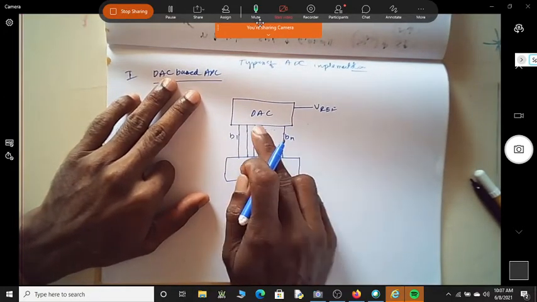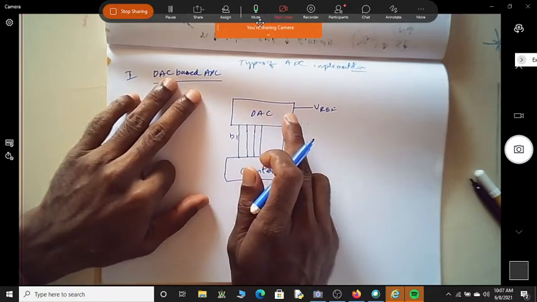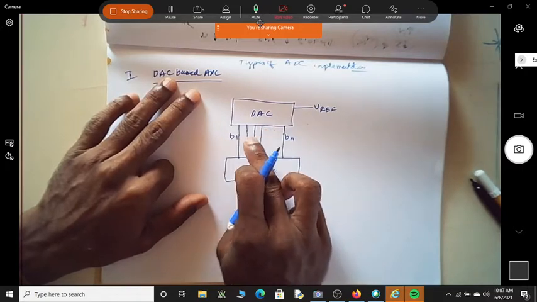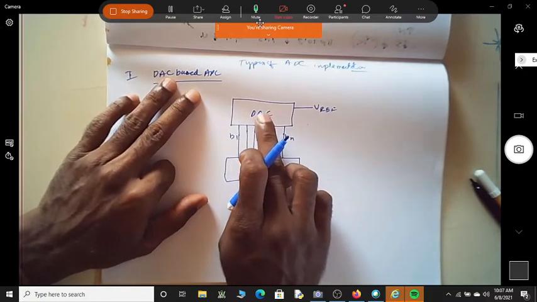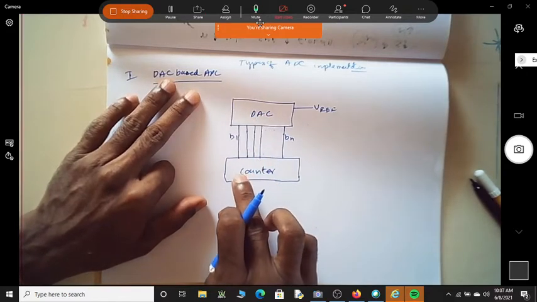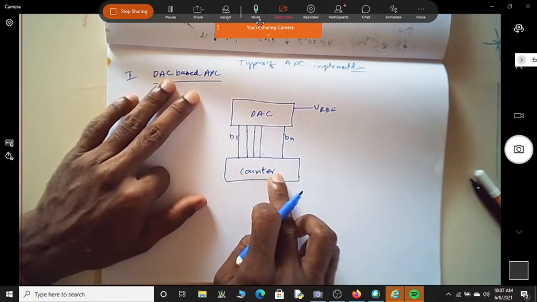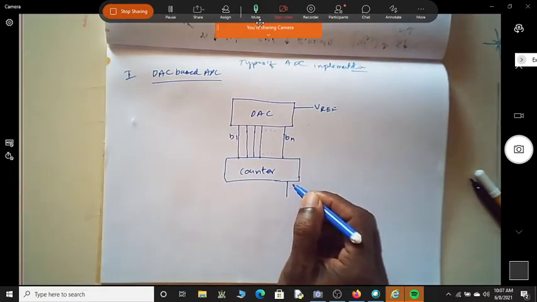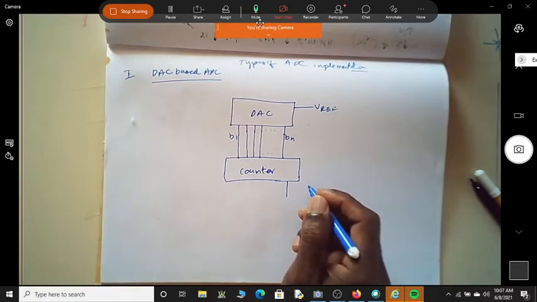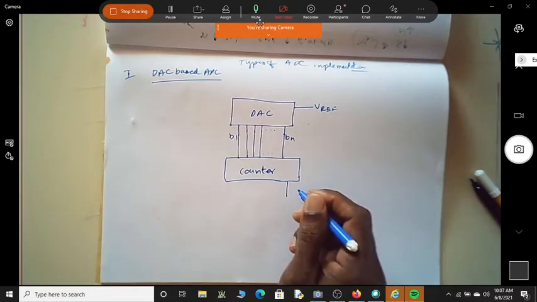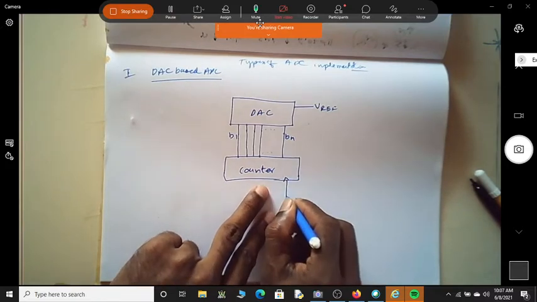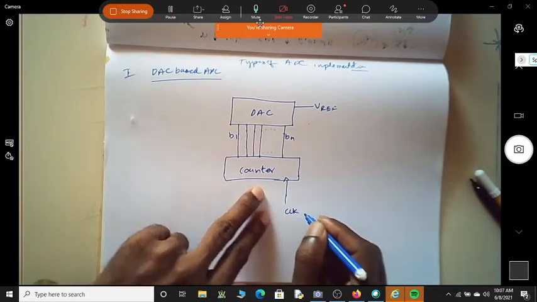So we are going to have a DAC circuit. The corresponding inputs for the DAC are, one is the V reference voltage, the other one is the binary inputs. The binary inputs for this DAC are coming from the counter. So we are going to have an n-bit counter. What are the things required for a counter? Very importantly, a clock. Clock is very important, so there is a clock for the counter.